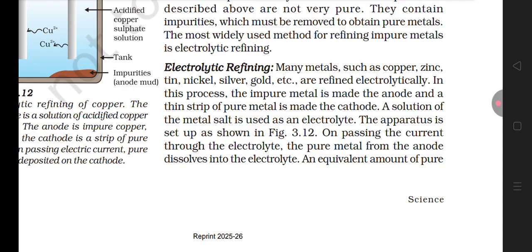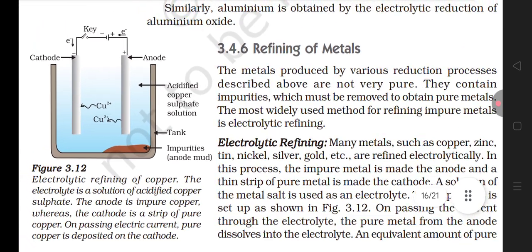Okay, so what happens when we pass current? The metal from the anode dissolves into electrolyte, and an equivalent amount of pure metal from the electrolyte is deposited on the cathode. So the soluble impurities go into the solution, whereas the insoluble impurities settle down at the bottom of the anode, and they are known as anode mud. You can see here the reaction is shown.